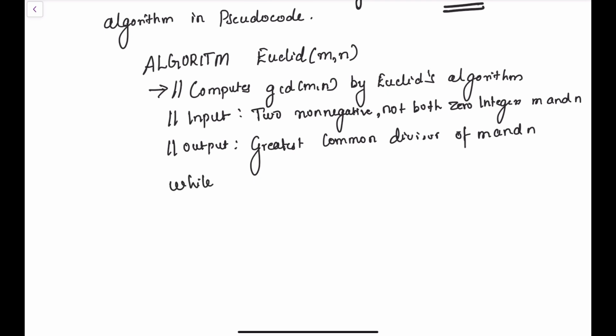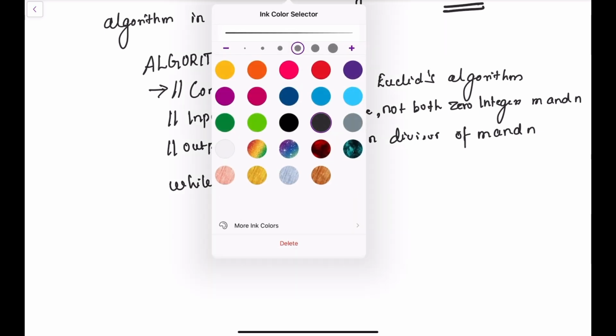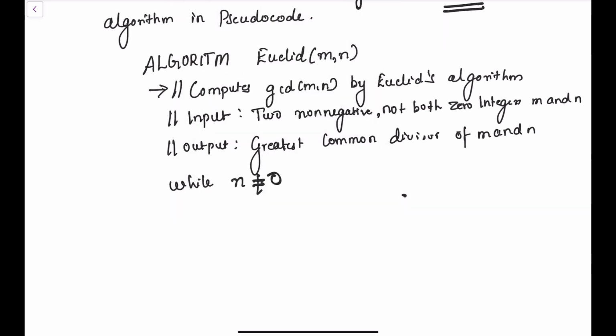Now we are going to write the logic, or the body part. For actions that happen one after another, each action typically gets its own line. So while n is not equal to 0, that's a condition, we have to check every time. While n is not equal to 0, the remainder is nothing but m mod n.